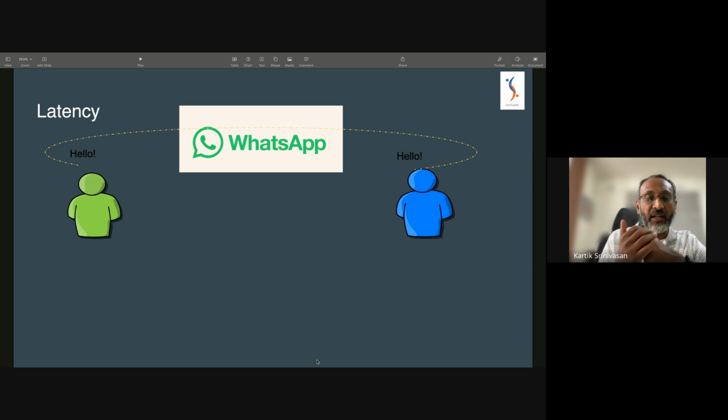If it is about sending a message on WhatsApp, what do you think is the measure of latency? Anyone? This is a very quiet class. Nobody uses WhatsApp? Interesting.